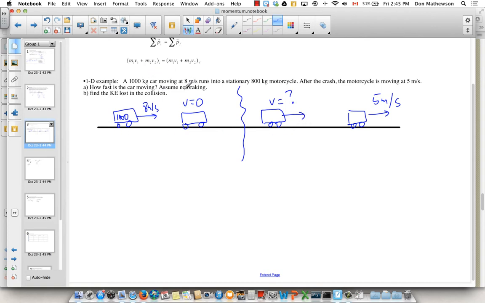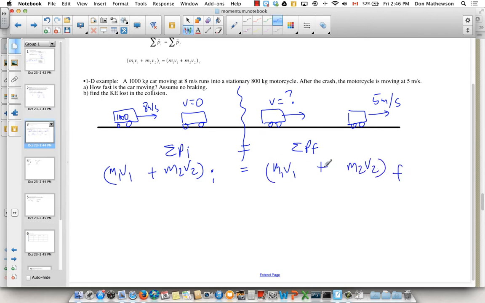Well, if we assume no braking, then the only external forces would be normal force and gravity. They'd be balanced with each other. The internal forces are an action-reaction pair. Therefore, we would expect that the total initial momentum would equal the total final momentum, or if we write that out in more detail, m1v1, because that's momentum, plus m2v2, that's the total initial momentum. That'll equal m1v1 plus m2v2 at the end. So this is true because there's no net external force.